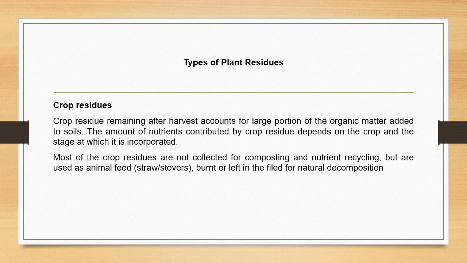Types of plant residues. Crop residues. Crop residue remaining after harvest accounts for a large proportion of the organic matter added to soil. The amount of nutrients contributed by crop residue depends on the crop and the stage at which it is incorporated. Most of the crop residues are not collected for composting and nutrient recycling, but are used as animal feed, straw or stovers, burnt, or left in the field for natural decomposition.